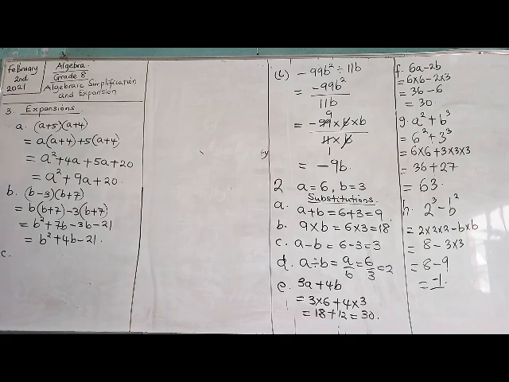So let's go to C quickly. For question C, you're going to have C minus 6 into C minus 5.